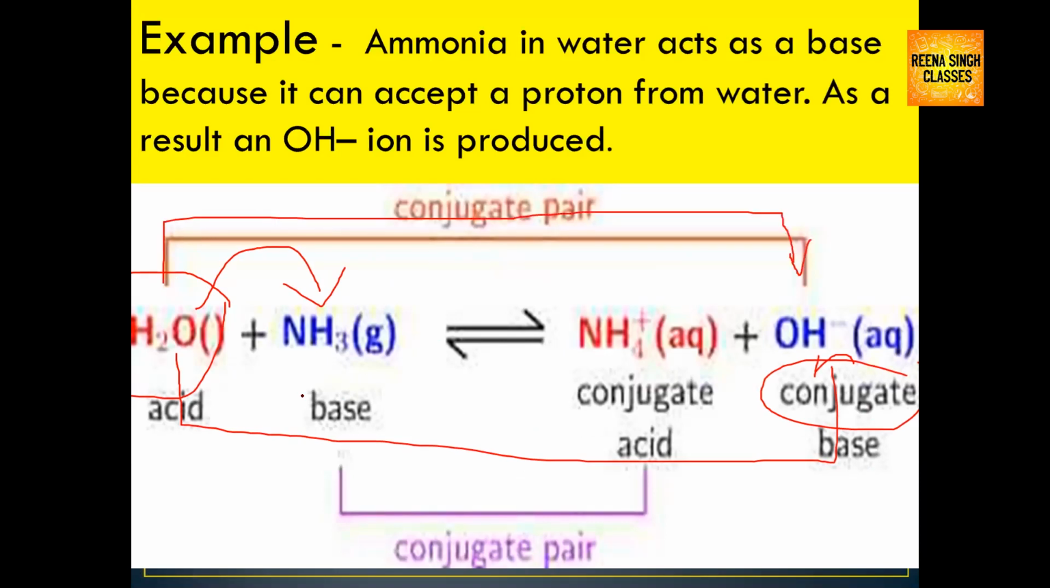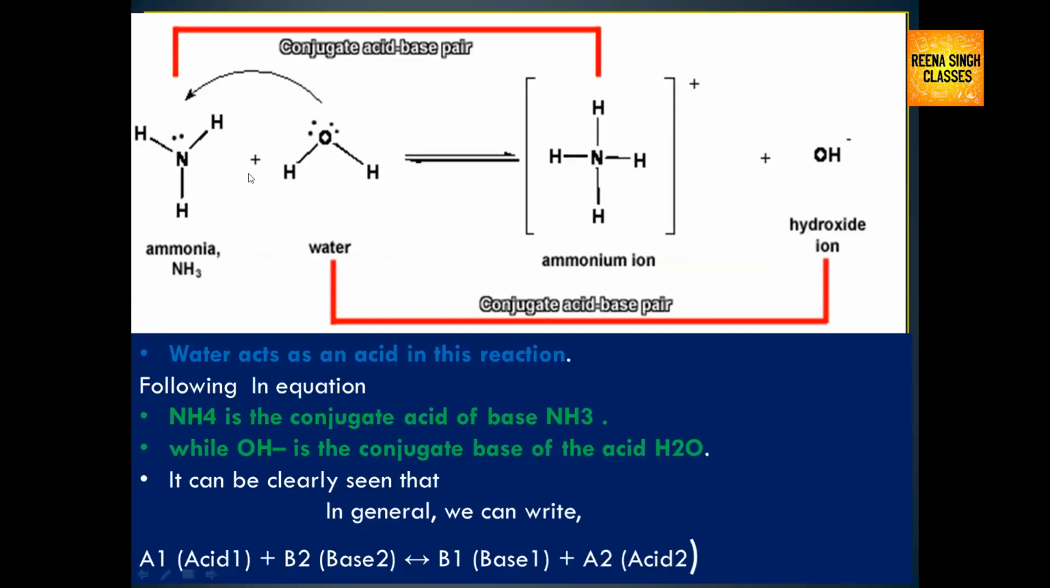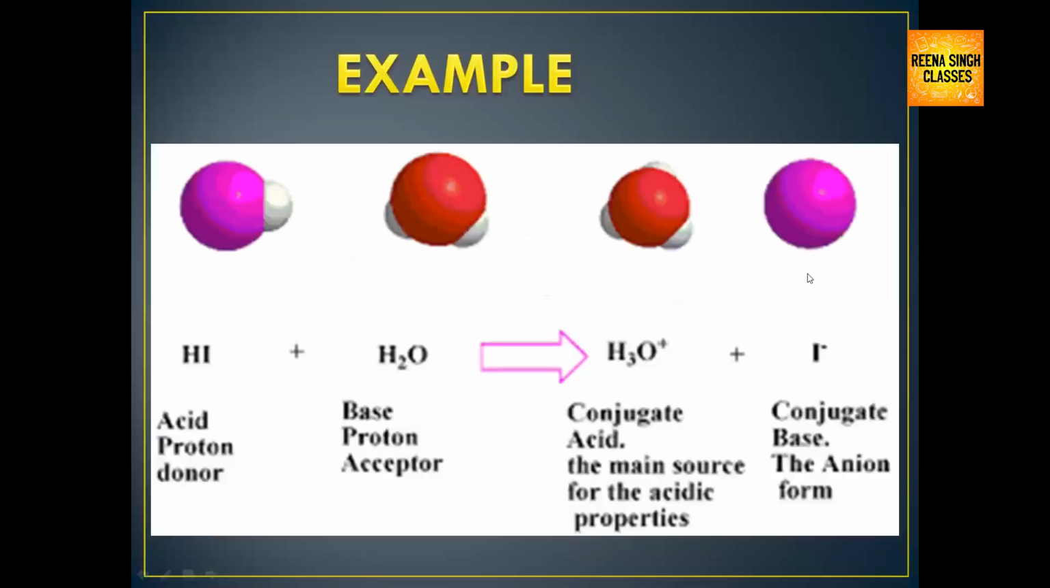Now ammonia accepts a proton from water, so it forms the ammonium ion. So it is also a conjugate pair. So the conjugate acid accepts a proton. The conjugate acid, ammonium ion, of the base ammonia. So ammonia and ammonium ion are a conjugate acid-base pair, and water and hydroxide ions are a conjugate acid-base pair.